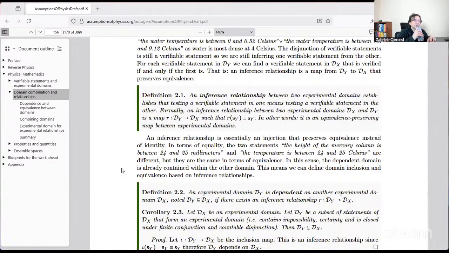So we can go to the definition. Sorry, is it me again?